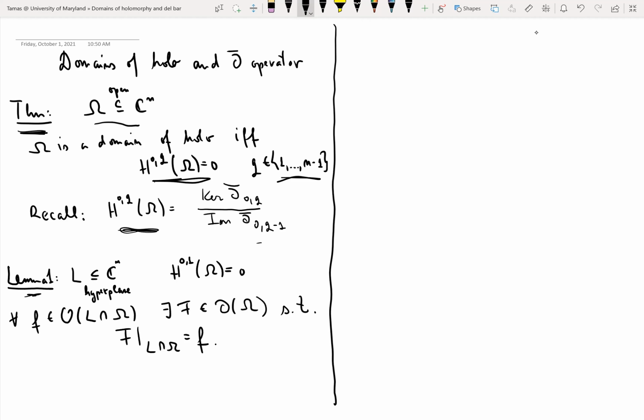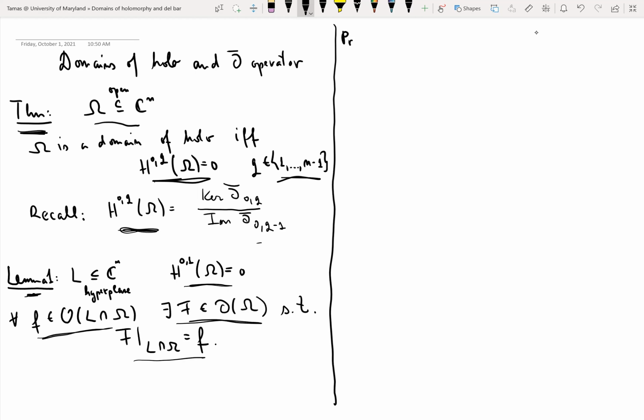Lemma 1 says that if you pick any hyperplane L, an (n minus 1)-dimensional subspace of C^n, and for this case let's just assume that the (0,1) Dolbeault cohomology vanishes, then every holomorphic function on the hyperplane intersected with Omega extends to Omega. So there exists a holomorphic function F on Omega such that the restriction of F onto L intersect Omega is small f. Let me quickly prove this lemma 1.